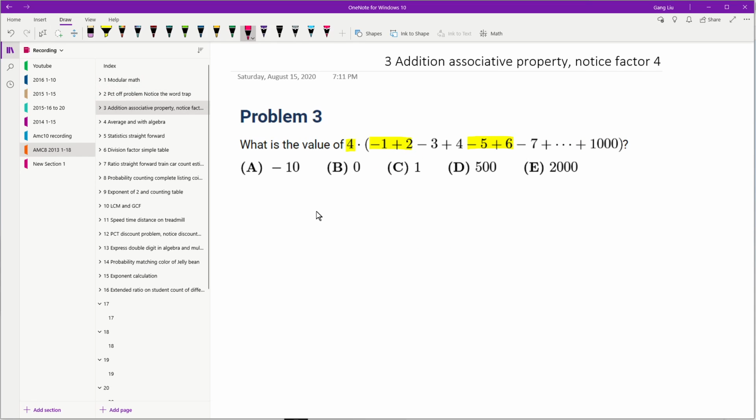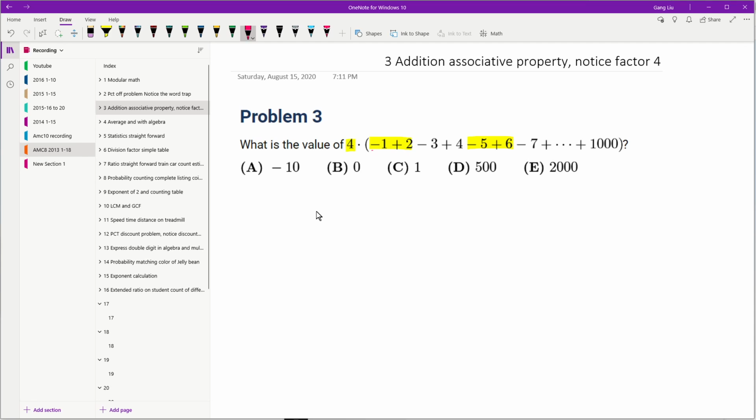Problem 3. What is the value of 4 times parentheses -1 plus 2 minus 3 plus 4 minus 5 plus 6 minus 7 plus ... 1000? And this is addition with associative property.